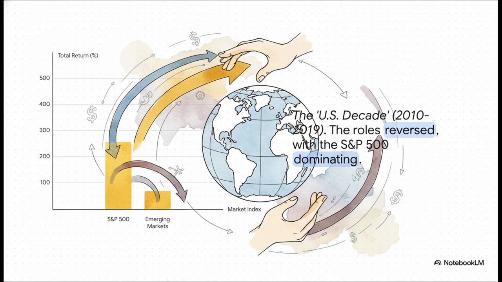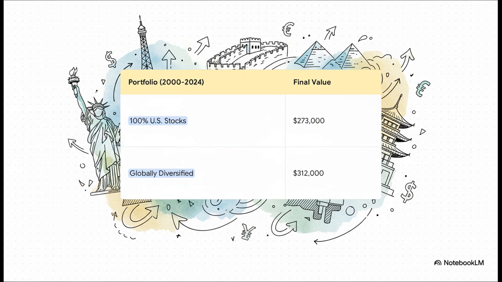But then, in the very next decade, what happened? The roles completely flipped. U.S. stocks went on a phenomenal run, while emerging markets kind of lagged behind. And this proves a fundamental truth of investing. Market leadership is always rotating around the globe. Over the long run, being able to capture that rotation makes a real tangible difference in your wallet. A globally diversified portfolio grew 14% more than a US-only one over this period. And why? Simply by being exposed to the world's winners no matter where they were located.